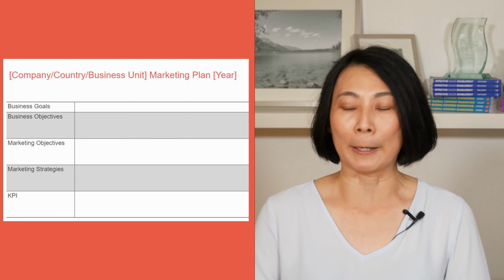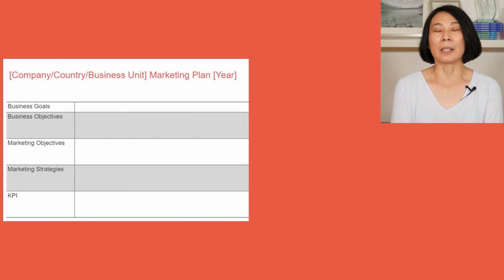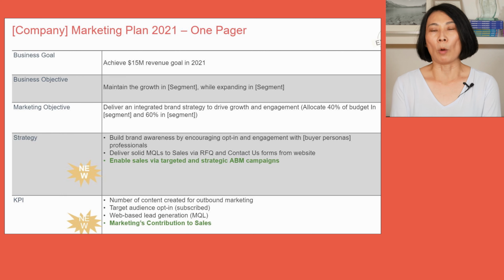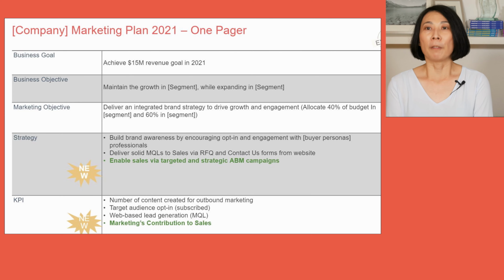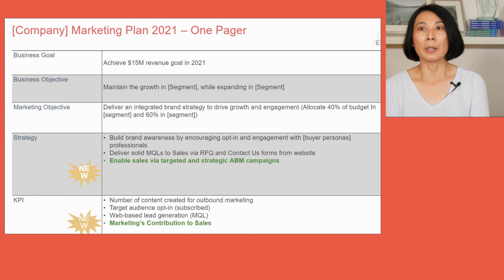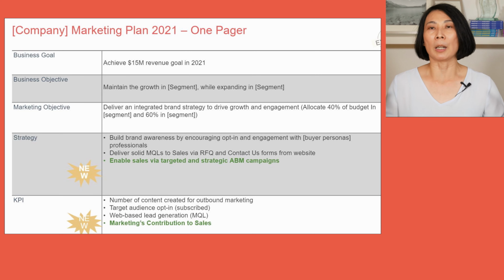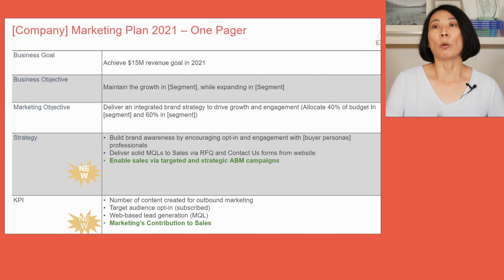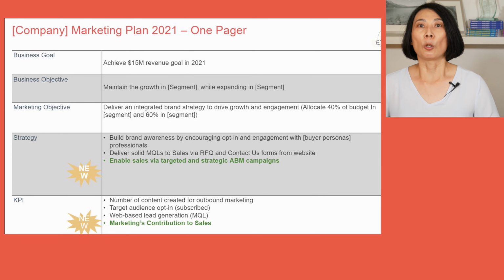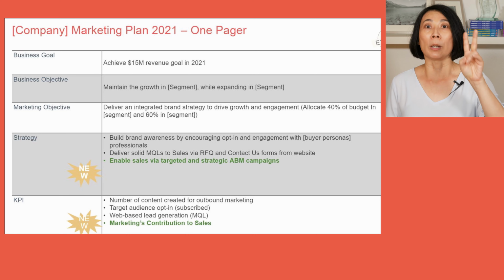Here is an example that Susan and I created. Susan is one of my clients, and obviously she has a very small budget and a team of 3 people. The business goal for next year is to achieve $15 million of revenue in 2021. The business objective tends to be very sales-centric in small businesses, right? For her company, it is about maintaining growth in segment A while expanding in segment B. So they identified 2 different vertical segments that they want to go after.